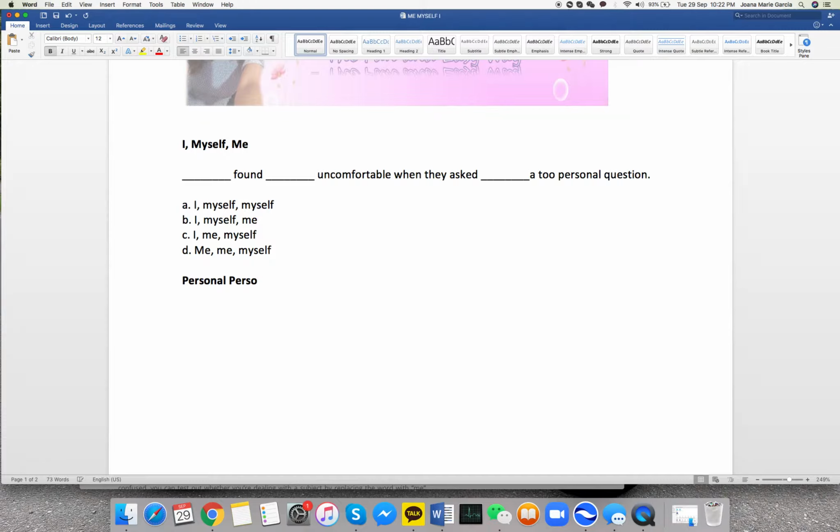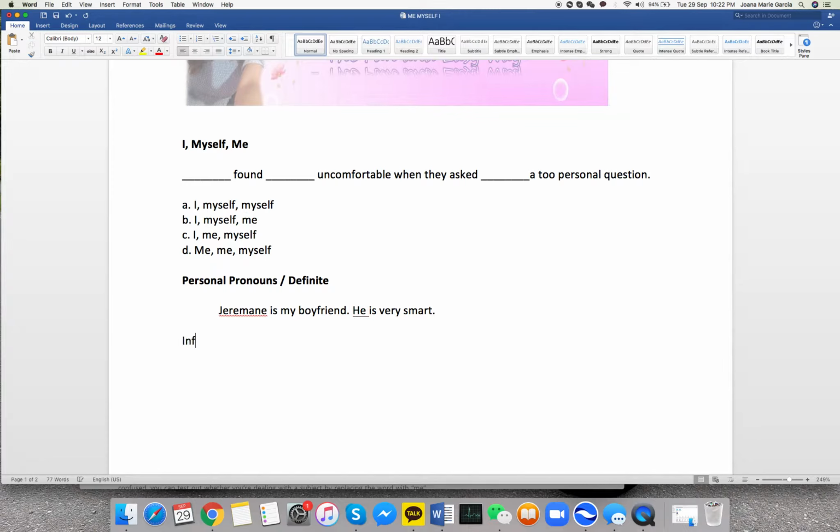Personal pronouns are also known as definite pronouns. When we say definite, the antecedents are known. For example, if I say Jermaine is my boyfriend, he is very smart. Here the pronoun is he, and we know the antecedent, which is Jermaine.